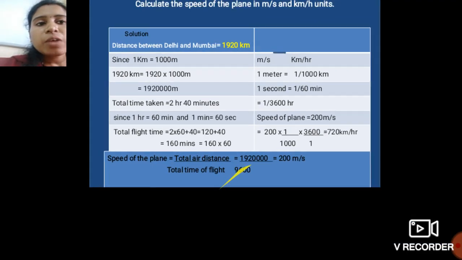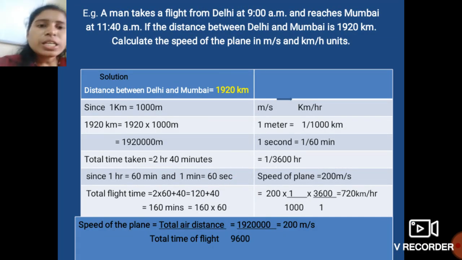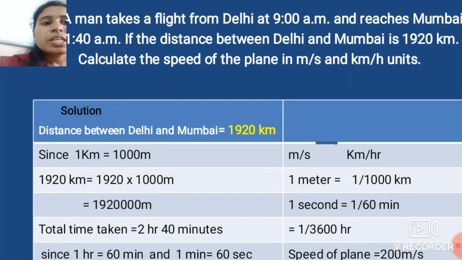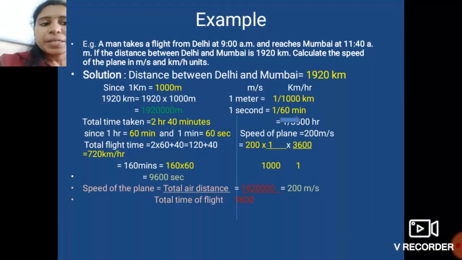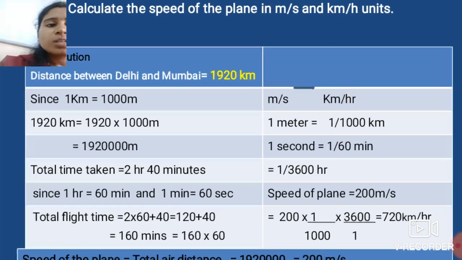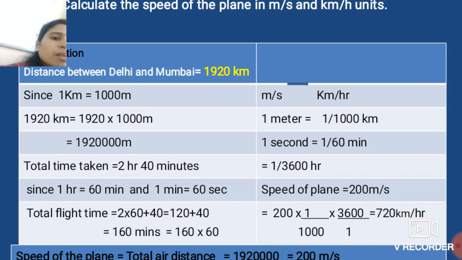But in our example, we have to calculate this speed in kilometer per hour also. Here we calculated the speed as 200 meter per second, but we also have to give the answer in kilometer per hour. So we convert this meter per second into kilometer per hour. How can we convert this? See students over here.